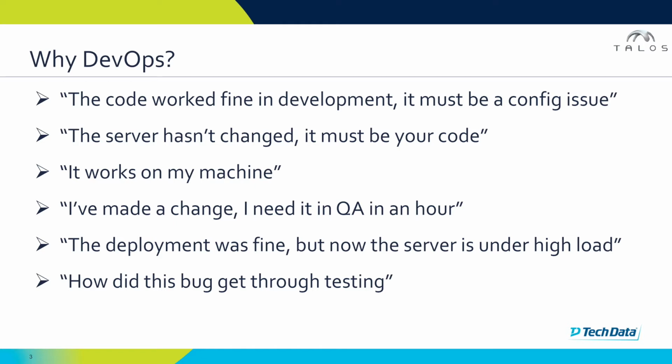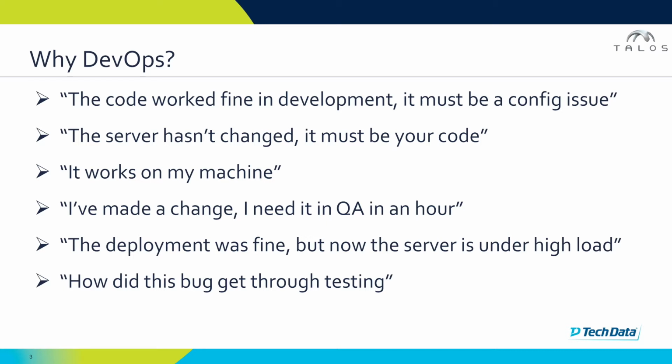So if you've worked in IT for any number of years, you may well have seen any number of these quotes. So for example, the code worked fine in development, it must be a config issue. Something that typically someone in development might say when they submit some code and it gets deployed to a test environment and then fails for some reason. There's some piece of missing configuration somewhere, or so they think.